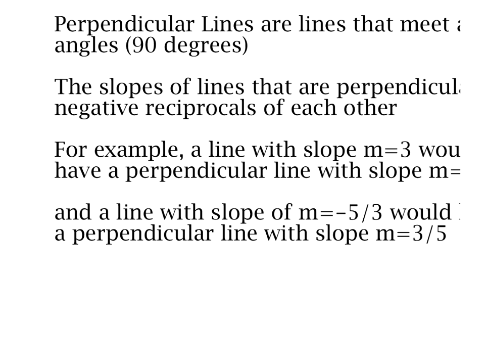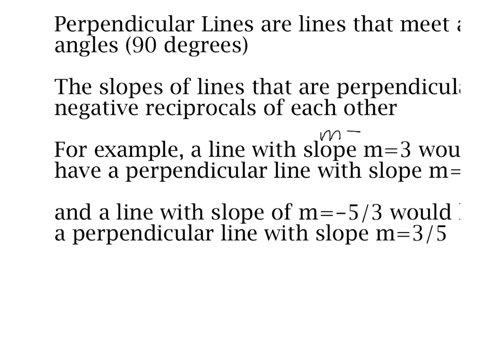Okay, now we're going to talk about perpendicular lines. Perpendicular lines are lines that meet at right angles. A right angle is an angle that's 90 degrees. The slopes of the lines that are perpendicular are negative reciprocals of each other.